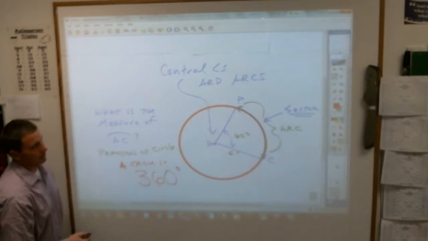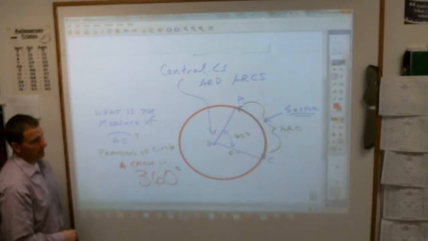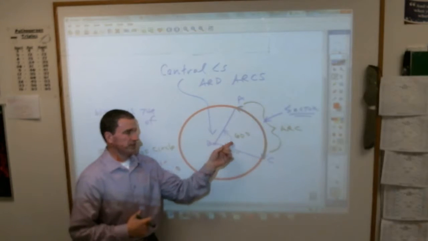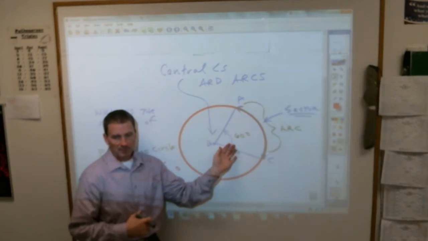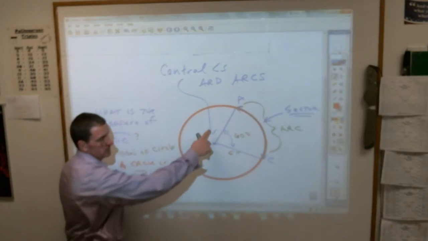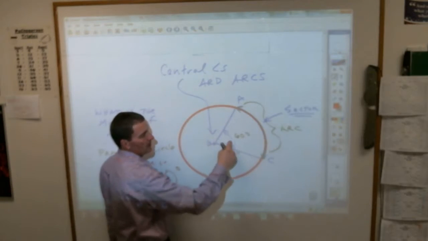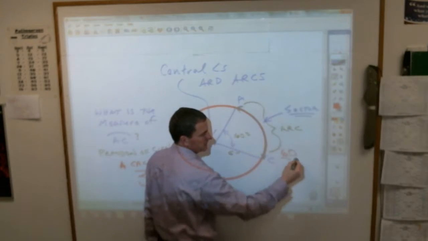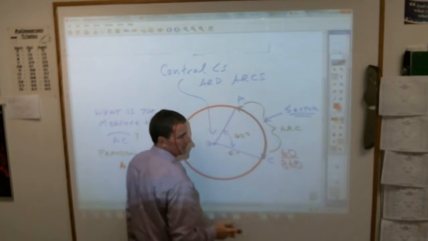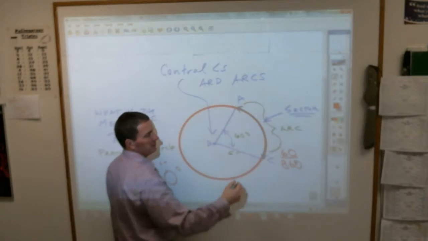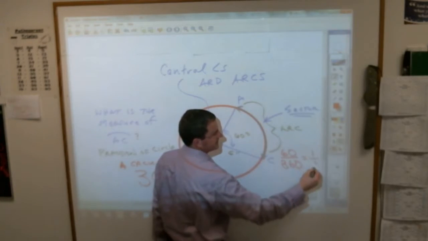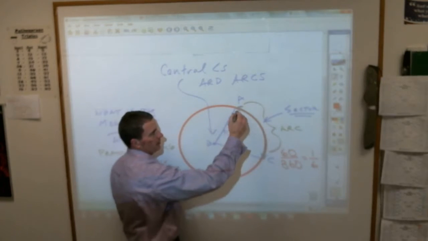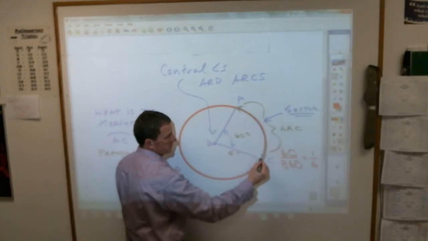So the first thing you start off by saying is, well, I know this is 60 degrees. This arc is what fraction of the circle? If it's only 60 degrees out of 360 degrees, that means that arc is only 1/6. This arc here is 1/6 of the whole circle.